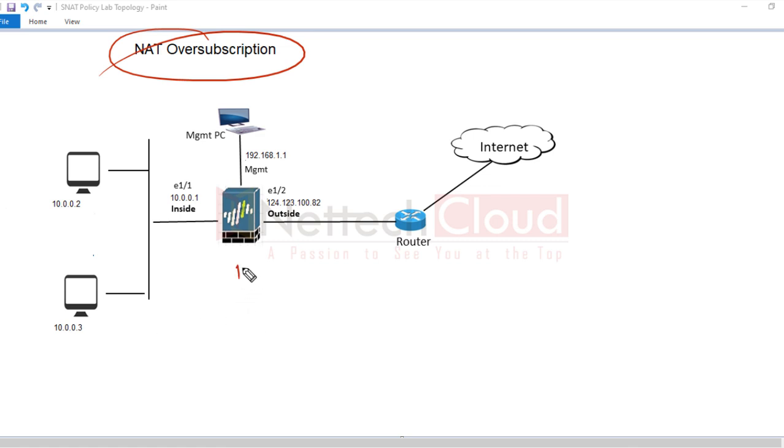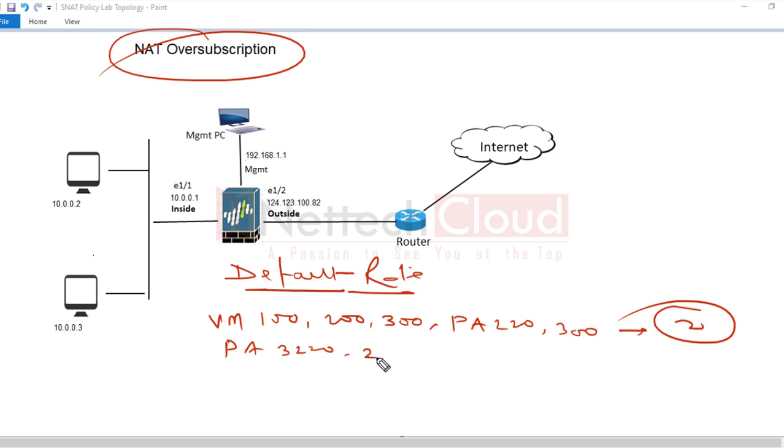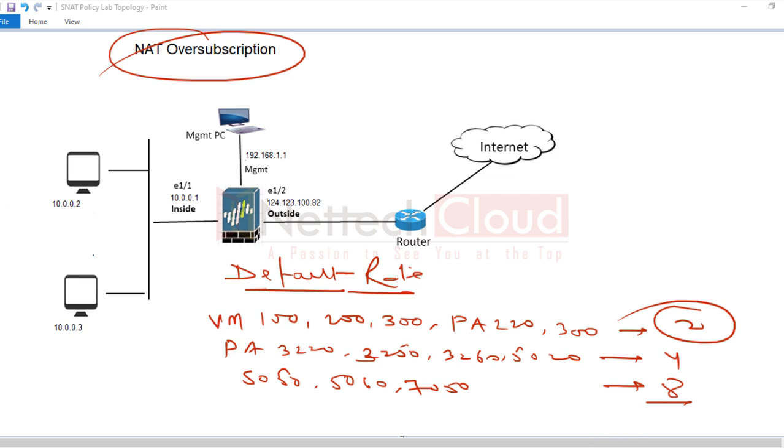There is a default oversubscription rate limit in Palo Alto Firewall. If I talk about a VM series firewall like VM 100, 200, 300, or even PA 220, 300 or 850, the default oversubscription rate is 2. In PA 3220, even 3250, 3260, even 5020, it is an oversubscription of 4, and on higher end models like the PA 5050, 5060, even 7050, an oversubscription of 8, right? So the default rate for VM series firewall is equal to 2.